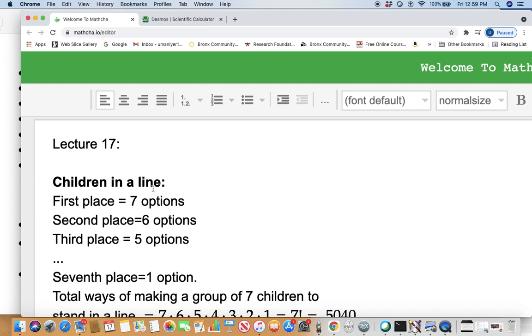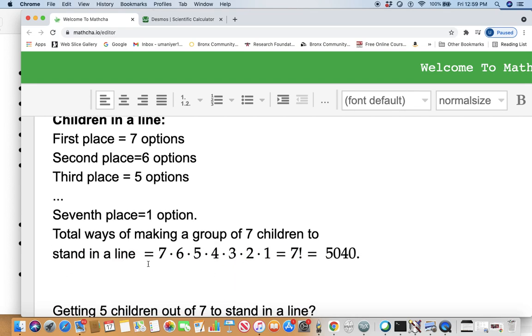First place, there are 7 options. Once a choice is made, second place, there are 6 options. Third place, there are 5 options, and so on until 7th place, where there is exactly 1 option left. So the total ways of making a group of 7 children stand in a line is 7 times 6 times 5 times 4 times 3, 2, 1, which is 7 factorial, that is 5040 ways.